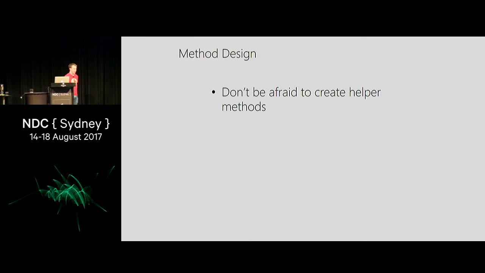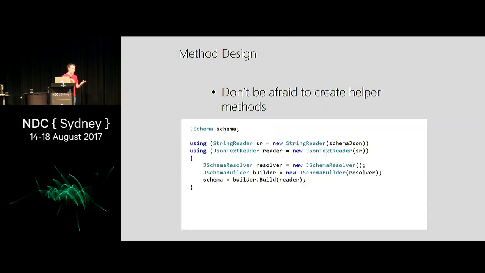Don't be afraid to create helper methods. The goal of the pit of success is to prevent users from making mistakes. And if we're making them write lots of boilerplate code, that's just more work for them. It's more work for them to consume your library. It's also more opportunity for them to get things wrong.